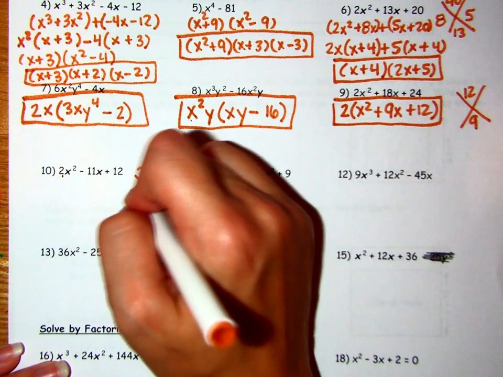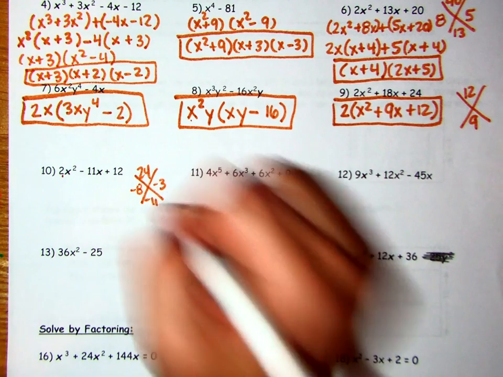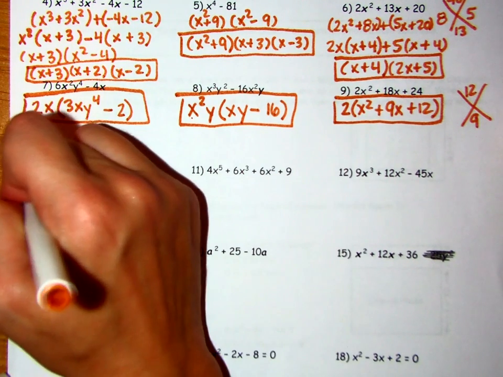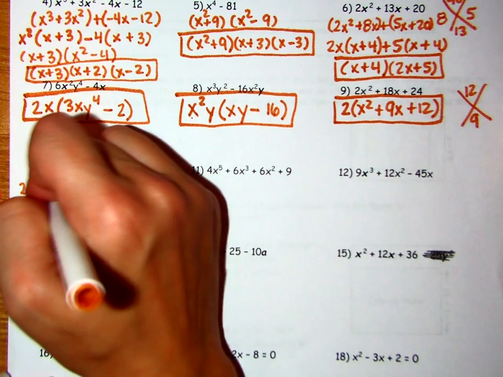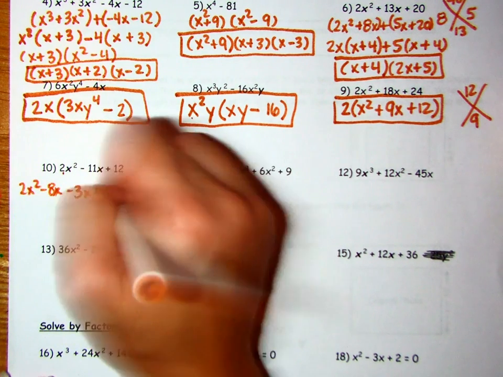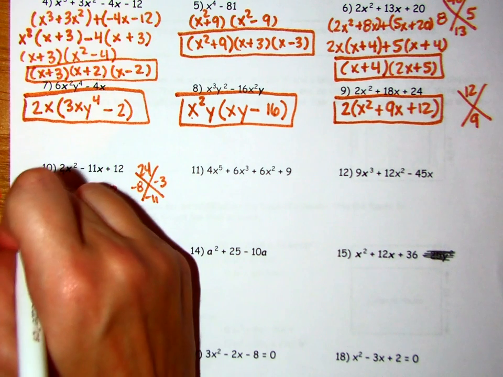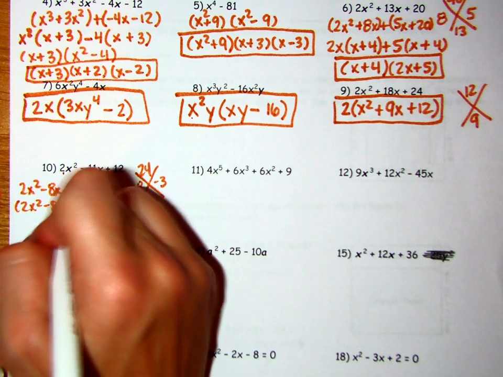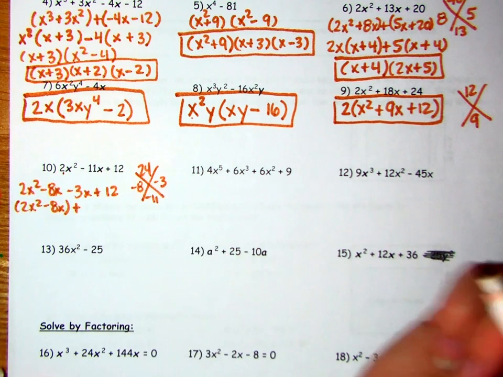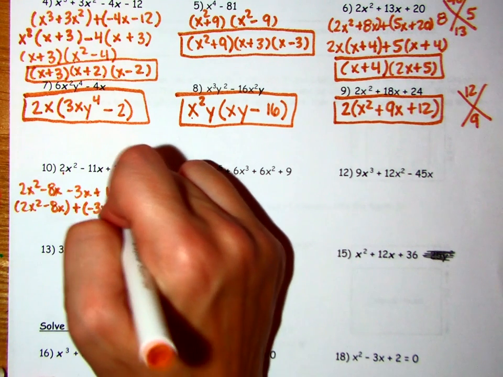If we did negative 8 times negative 3, that gives me 24. Negative 8 plus negative 3 is negative 11. So we have 2x squared, we have minus 8x, then we would have minus 3x, and that would be plus 12 if we bring everything down. We're going to group the first 2. So we have 2x squared minus 8x in the first group. Always put an addition sign, and then open the parenthesis up, bringing that negative inside with it.